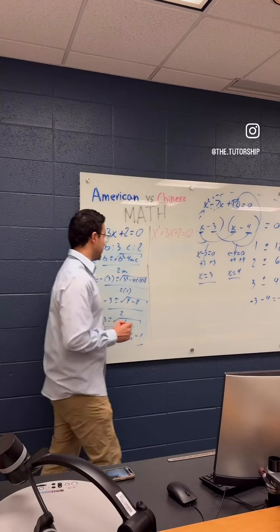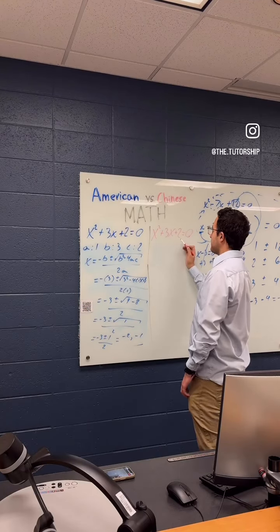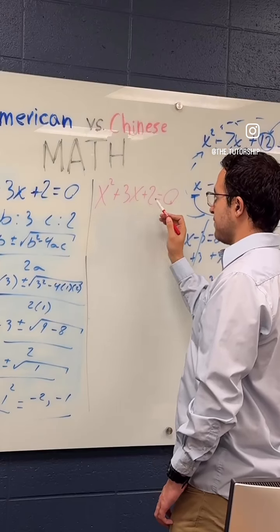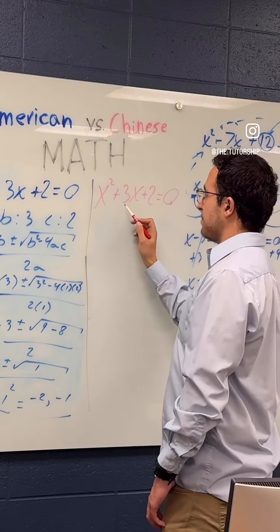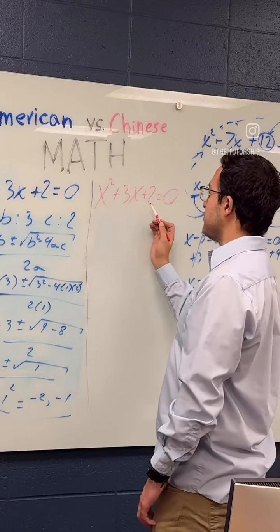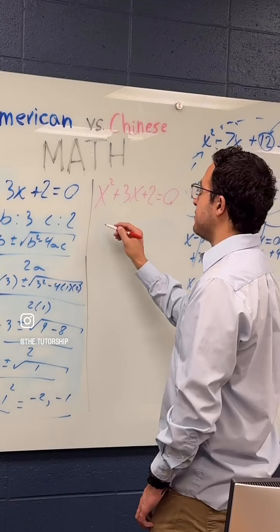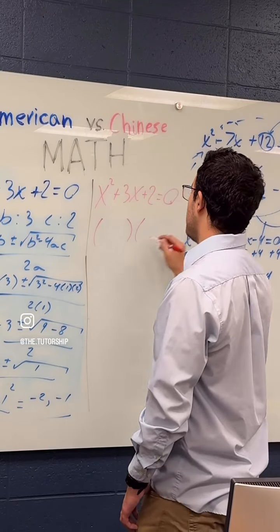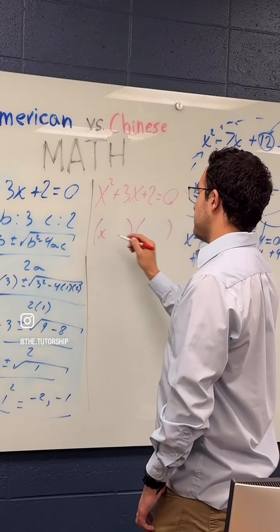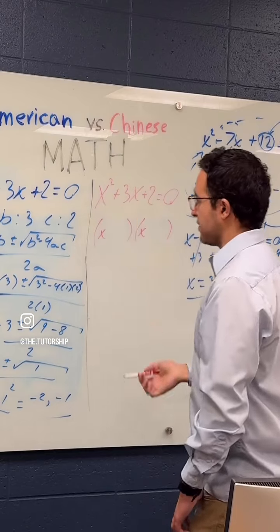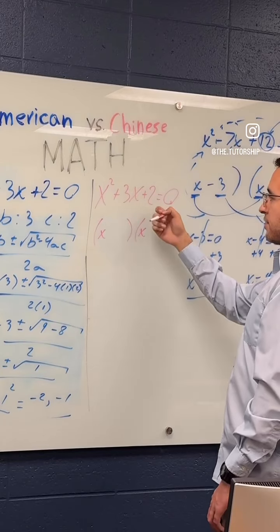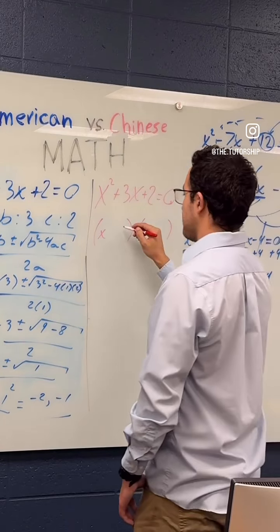Now let's try the Chinese way. In order to factor, we have to think of what two numbers multiply to give us positive 2, but add up to give us positive 3. In this case, 2 is a prime number, so our only possibilities are 2 and 1. And so here our first two terms, x and x, have to multiply to give us x squared. And these two are, again, the 1 and 2 we said earlier.